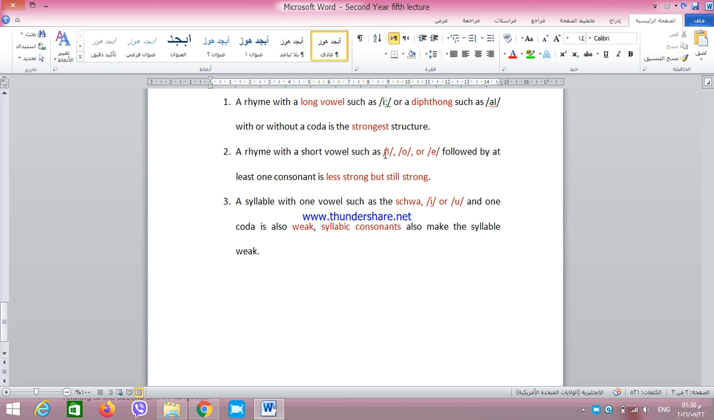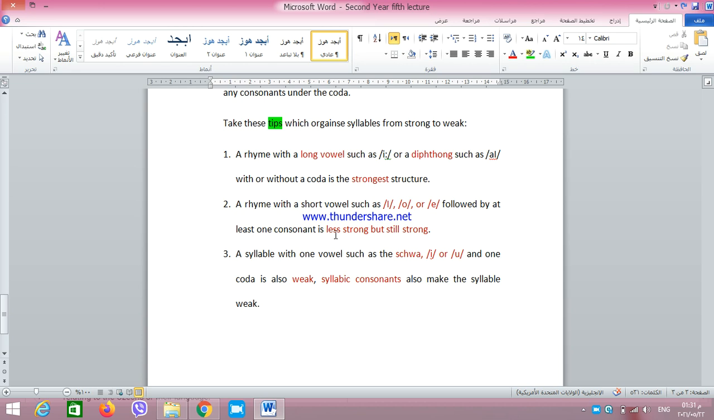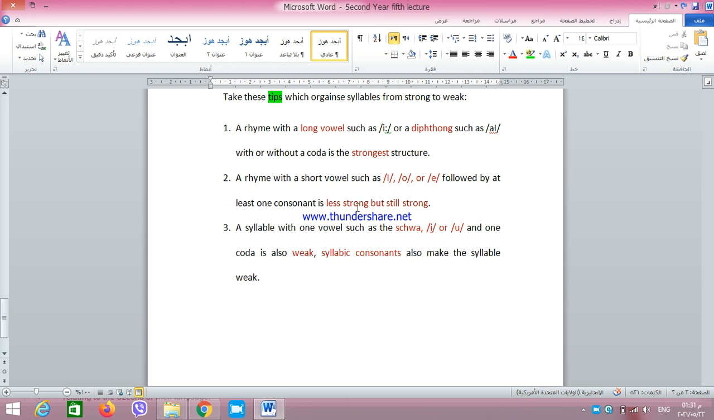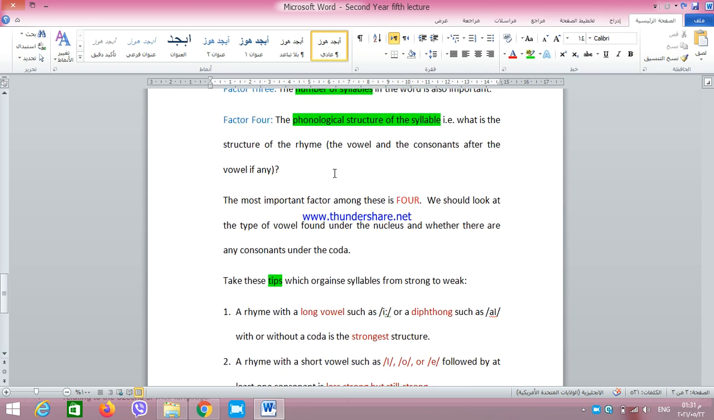Then we have rhymes with short vowels, like E, O, or E, followed by at least one consonant. This is less strong, but still strong. This is the second degree. Actually, there are degrees in the middle. Okay? Another syllable structure with one vowel, like schwa, E, or U, they are considered weak. But again, schwa is the weakest sound. E plus a consonant is stronger than E without a consonant. U with a consonant is stronger than U without a consonant. And all of these are stronger than the schwa. Okay?